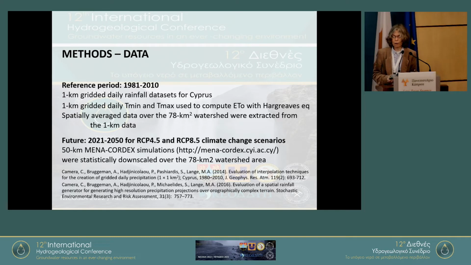For the future, 2021 to 2050, we used two scenarios, RCP 4.5 and RCP 8.5, with RCP 8.5 really the toughest climate change signal, business as usual. We used the 50 kilometer MENA-CORDEX simulations modeled by George Zittis, and they were statistically downscaled over the area of the watershed.